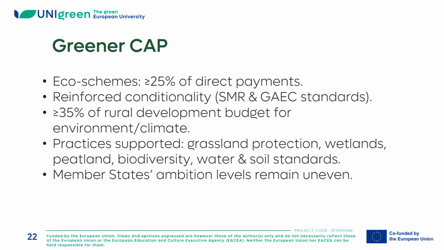What is it in theory? The share of budget supporting climate and environmentally friendly farming practices has actually increased, of course. Conditionality applying to common agricultural policy beneficiaries has been partly strengthened, while voluntary eco-schemes represent at least 25% of the budget of direct payments. Under rural development, at least 35% of the budget is targeted on climate and environment, while 30% was required in the previous period.